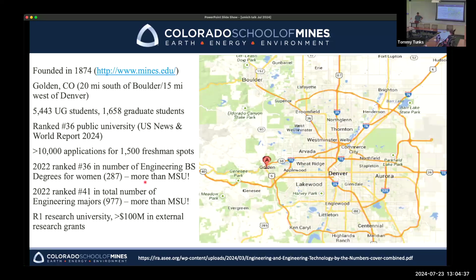We also, of course, I have to dig on Michigan State. We actually have more women engineers graduating than Michigan State, and also the total number of engineering majors is more than Michigan State. So you can see that even though it's a really small undergraduate population, we're basically a school of engineering. So we're graduating lots of engineers, and it's a pretty nerdy campus. Students are all pretty serious.